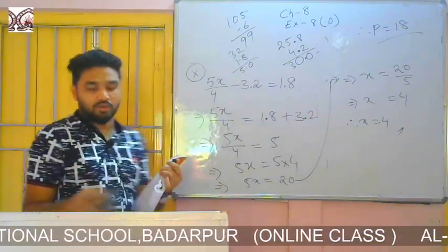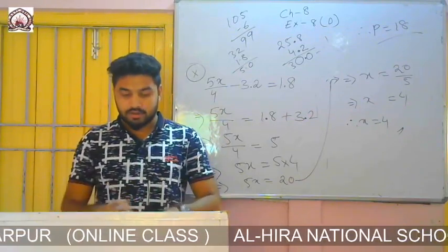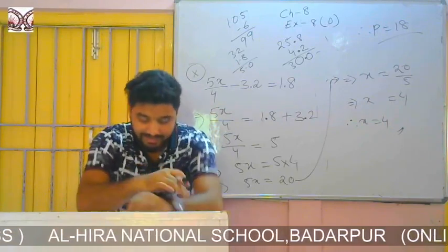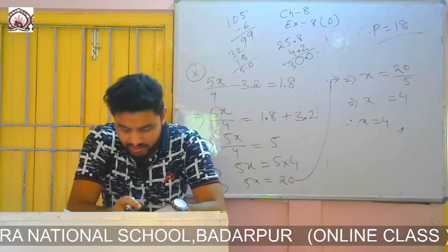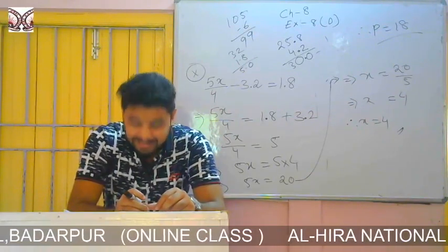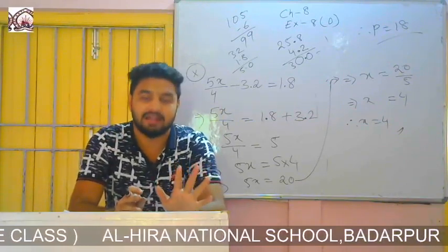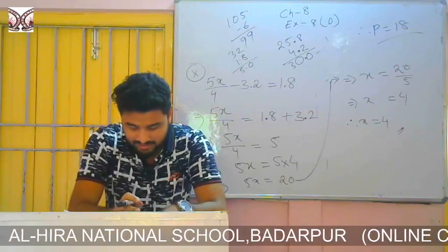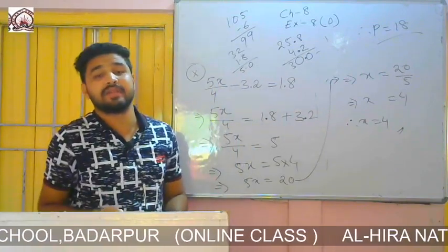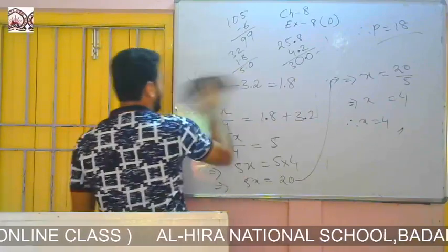Now come to question number 2. You see question number 2. 4 times a number increased by 8 equals 24. 4 times a number increased by 8, that means we have to add 8 with the number, equals 24. So see how to make an equation and solve.